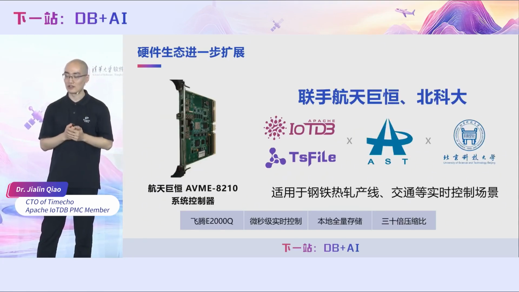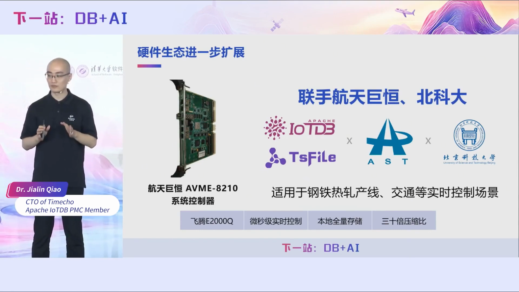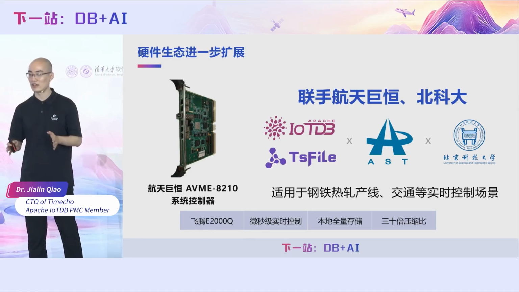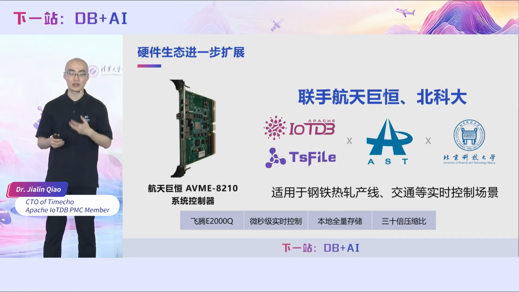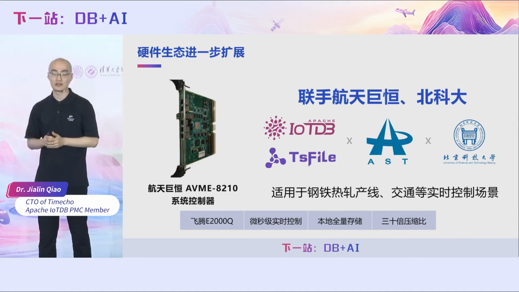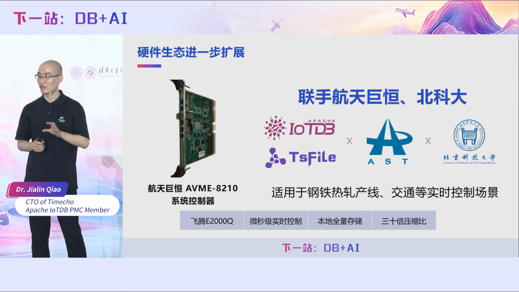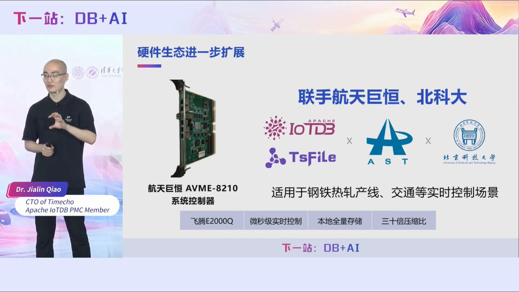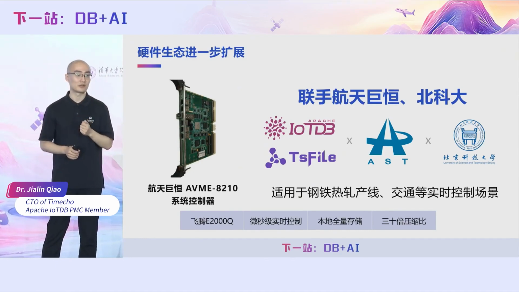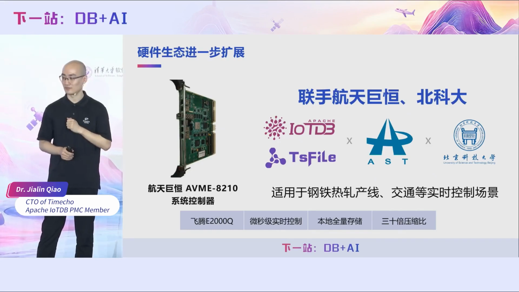We partnered with AST and the University of Science and Technology Beijing to integrate a controller. This controller suits real-time control scenarios like steel hot rolling production lines. Its features include a domestically produced CPU and microsecond-level real-time control. For example, in steel hot rolling, precision requirements are extremely high. With such high precision demands, our data collection requirements have become more comprehensive and efficient. So, for data collection, it basically needs to gather data every microsecond.